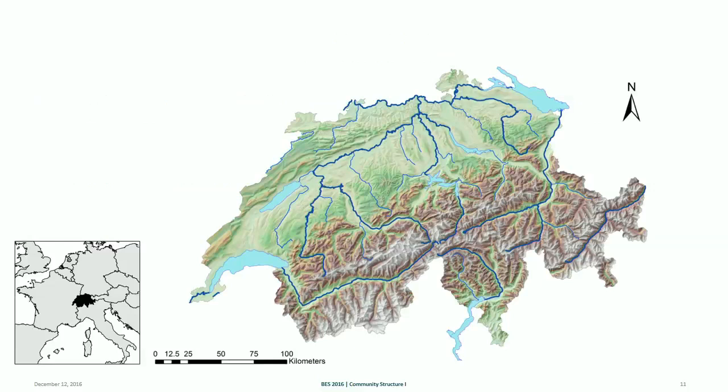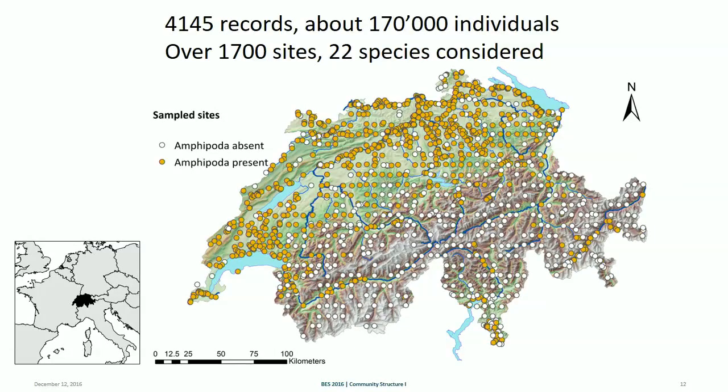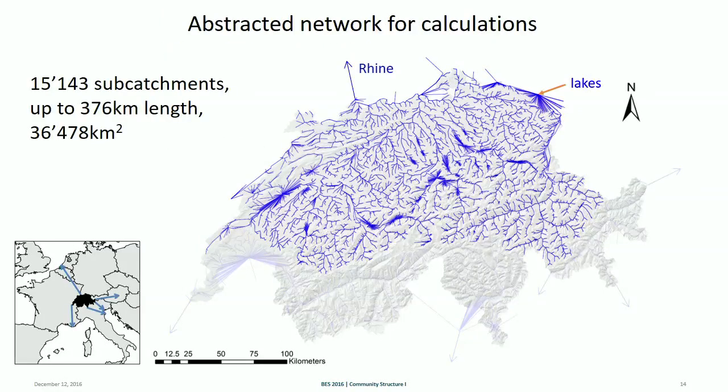So we conducted our study in Switzerland, in the central part of Europe, and over the last few years we collected a huge database about Swiss amphipods with more than 4,000 records and about 170,000 individuals identified to species level. That is like the faunistic data that we rely on, and for the spatial data, for this talk I will focus on the Rhine catchment.